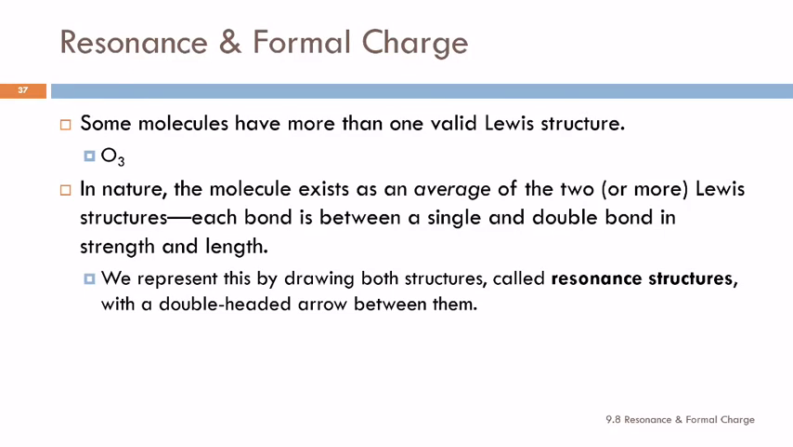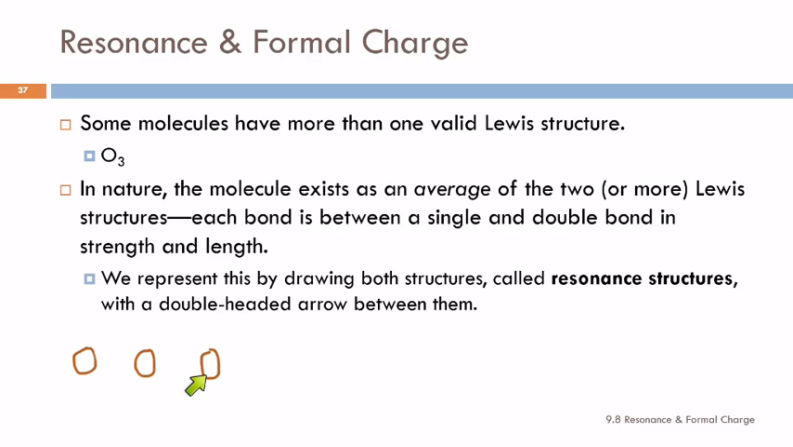Resonance and formal charge. Some molecules have more than one valid Lewis structure. Let's look at ozone. So ozone is O3. So we've got 3 oxygen atoms, and they're going to be bonded to each other in some way. We're going to put them in a line here because we're not going to deal with any cyclic compounds in Chem 1A. That's for organic chemistry.